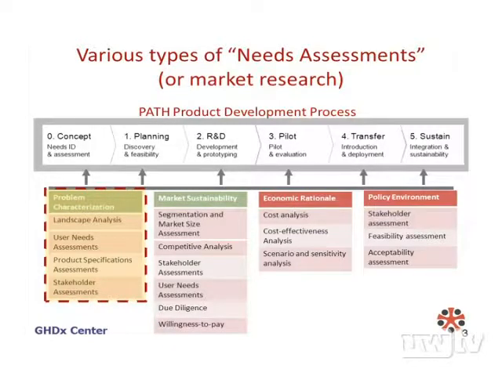So if you were to take this as just a framework for how you actually do product development process, we like to say that there are various types of needs assessments, or maybe even sometimes I might slip and call it market research, that you can do that would inform this process. They could be around problem characterization, market sustainability, economic rationale, or even policy environment. I've found that people, when they say needs assessments, could refer to any one of these things. And it really depends on what information is needed at what stage in the product development process.